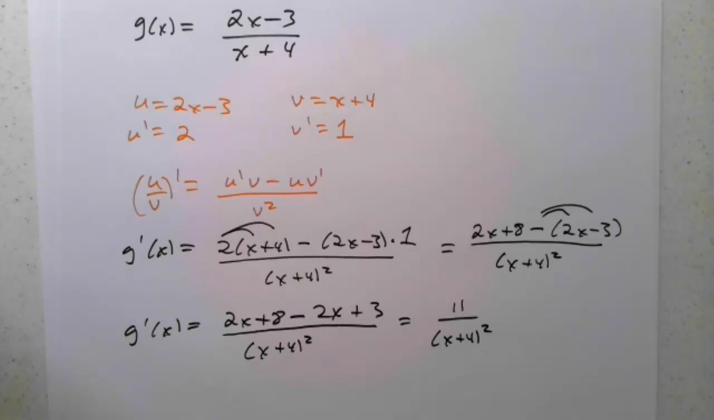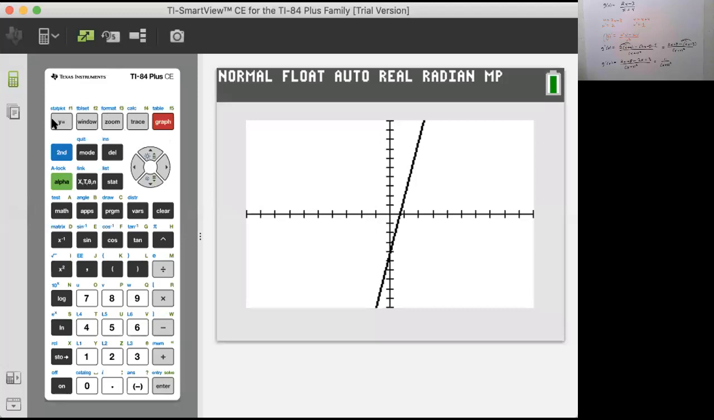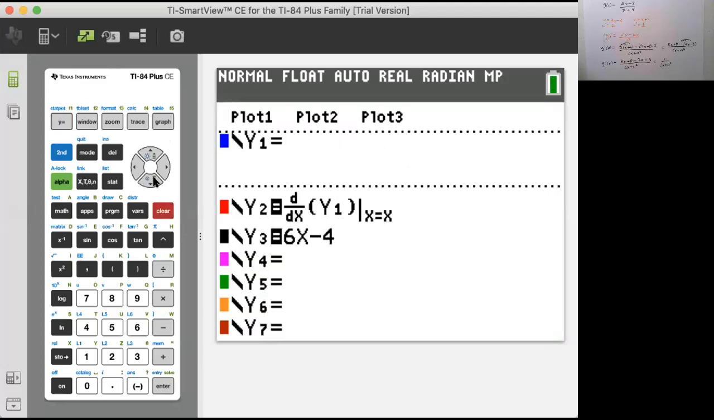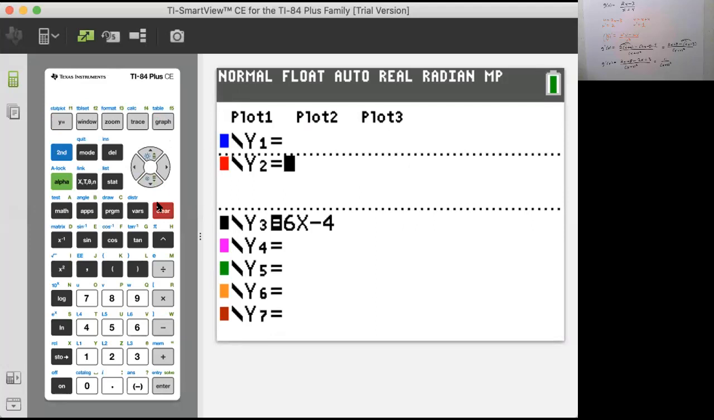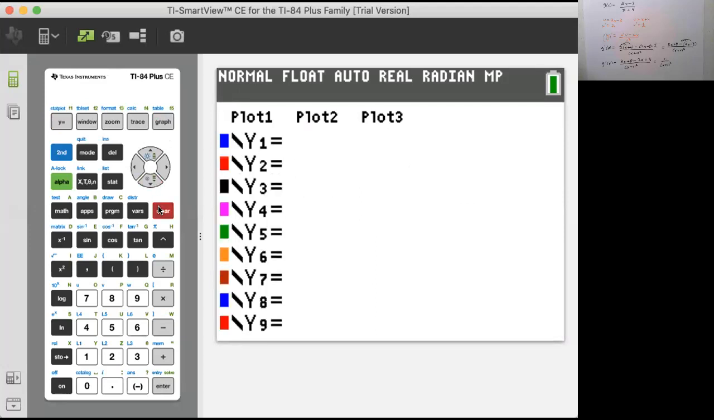Let's take a look. Let's go back to the calculator. We are going to put our original function in y1, put our derivative in y2, and put what we think our answer is in y3, and see if y2 and y3 match up. Our original function is 2x minus 3 over x plus 4. I don't care to graph that, so I'll turn that off.